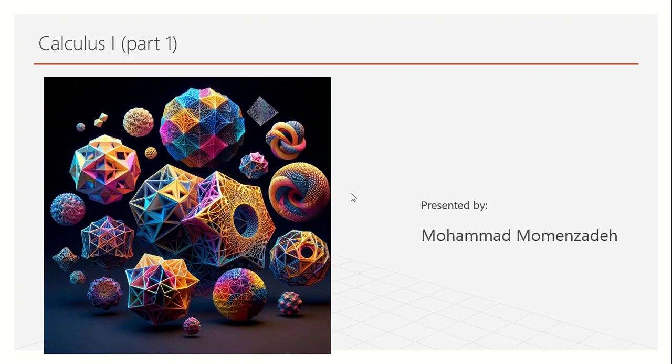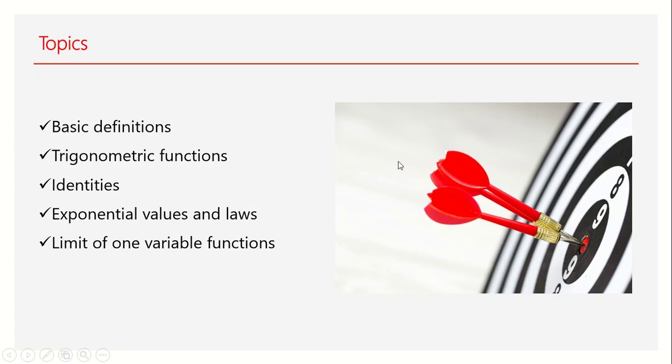So we just start to discuss some topics related to Calculus 1. We should start our discussion with the function, the basic topic of this course that we should know a lot about. So we start with the basic definition. Later on we will talk about the trigonometric functions and some identities will be investigated, and later on we will talk about exponential values and the laws of that one, and if we find the time we will discuss the exponential and logarithmic functions.